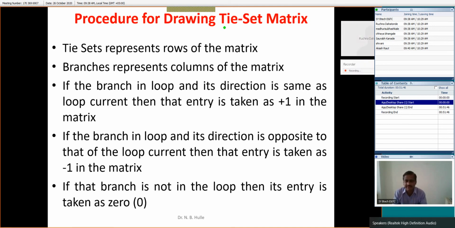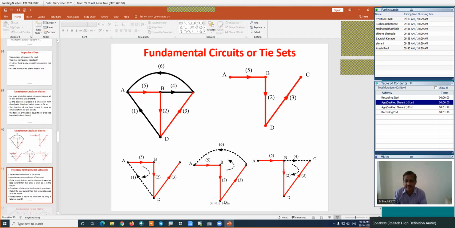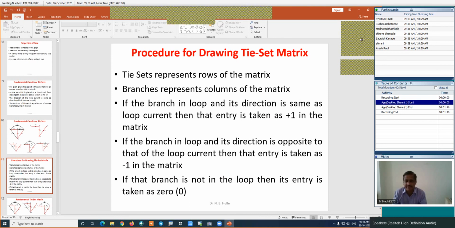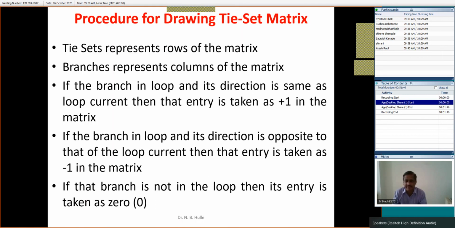This tie set matrix, try to understand this philosophy. Just like we have the reduced incidence matrix, in a similar way, we have this matrix which is known as the tie set matrix. Are you getting me? This matrix is nothing but the tie set matrix, that concept we have here. Now here, try to understand what is the tie set matrix. Look at. Tie sets represent the rows of the matrix.